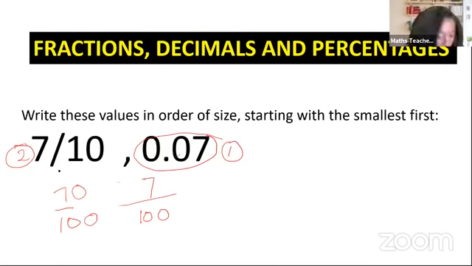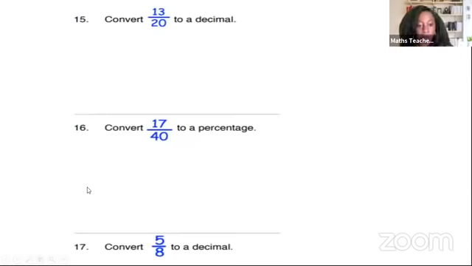Okay, so I am going to then move on to these exam questions, which are something we need to use to practice. So we have 13 over 20 to a decimal. We're going to use both methods that I have just talked about. So 13 over 20, to change this into a power of 10, I could divide this by 2, can't I?